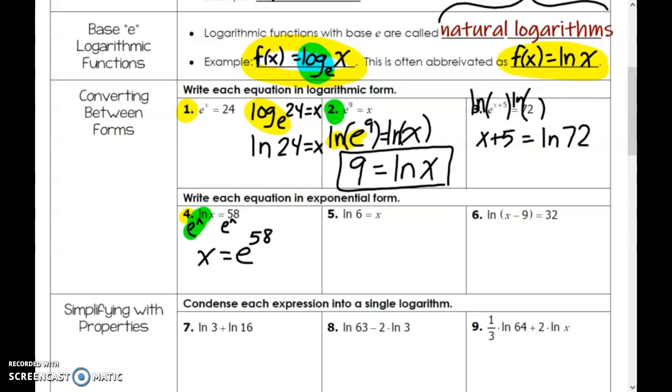All right, let's do it over here. Let's do e to that natural log power and e to that x power. Those cancel out. The natural log and the e get to cancel out. So we have 6 equals e to the power of x.